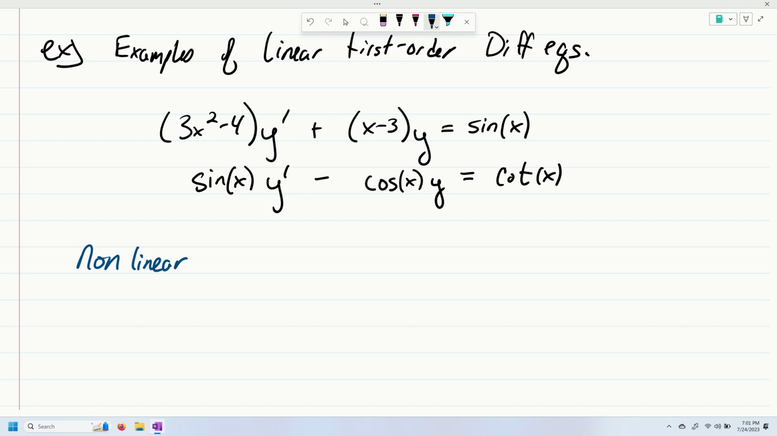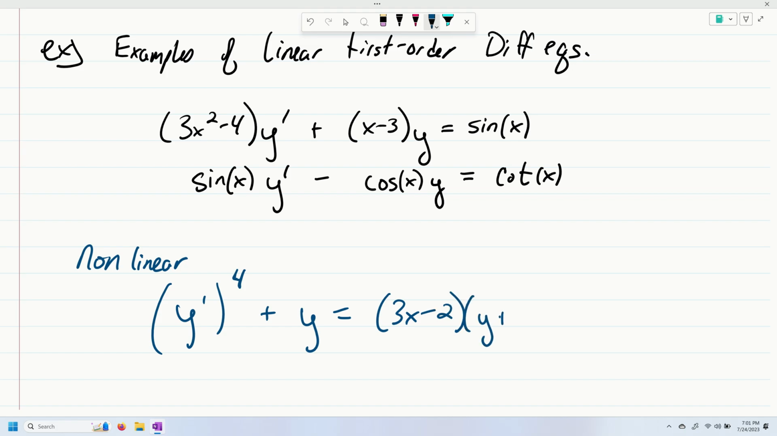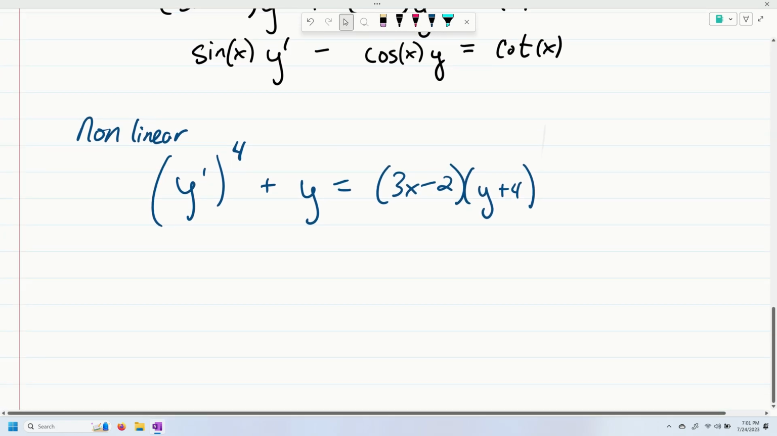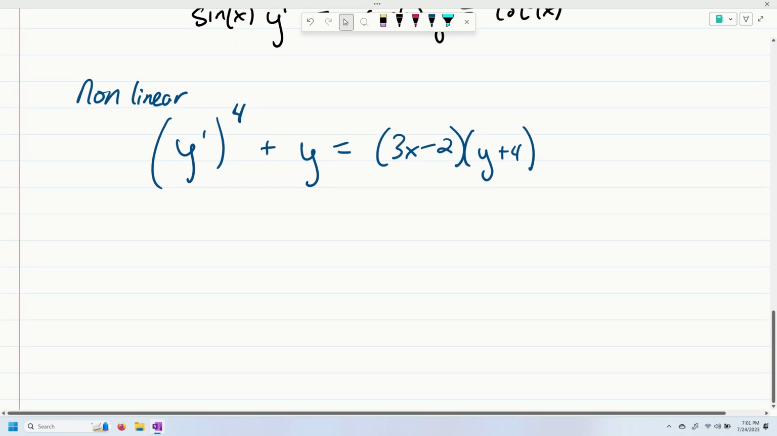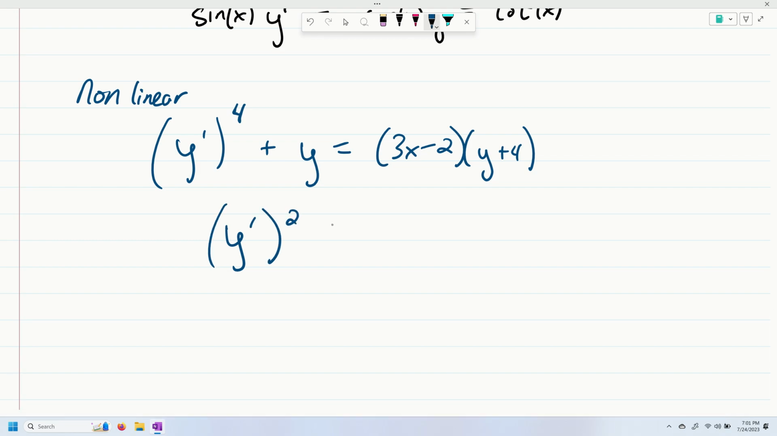So here's the first one. y prime raised to the fourth plus y equals the quantity 3x minus 2 times the quantity y plus 4. And then the second nonlinear would be y prime squared equals sine of y plus cosine of x.